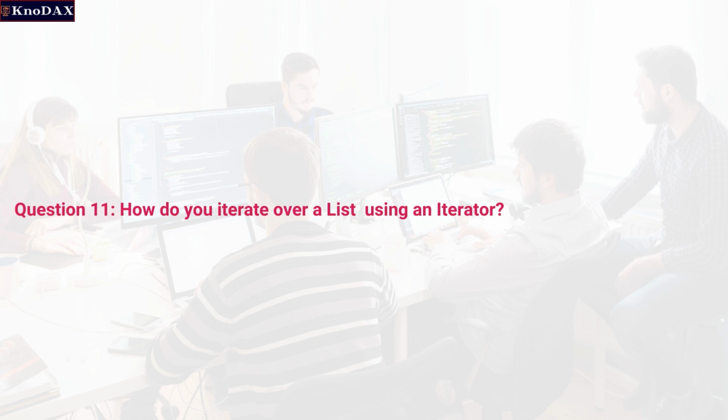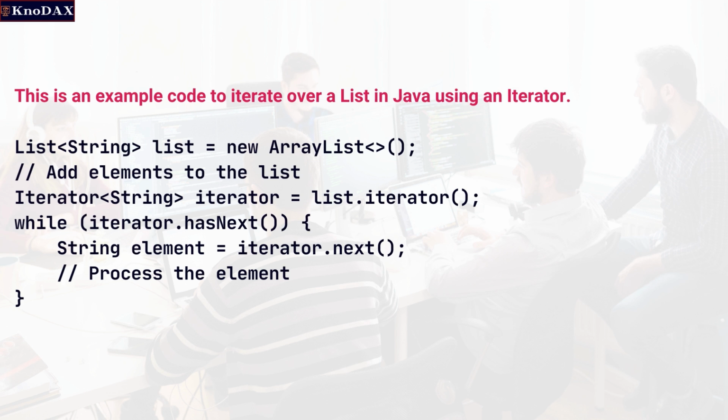How do you iterate over a list using an iterator? This is an example code to iterate over a list in Java using an iterator.